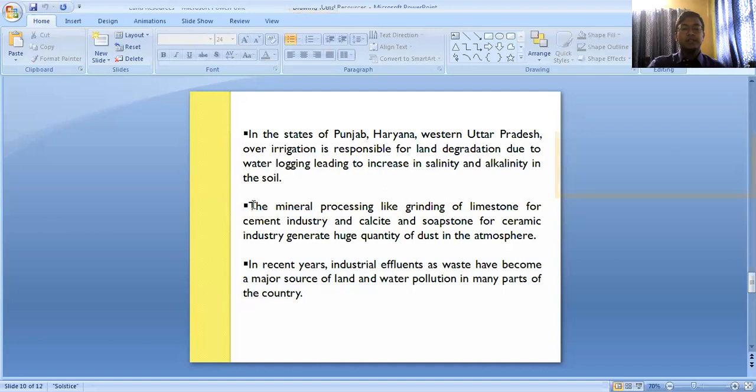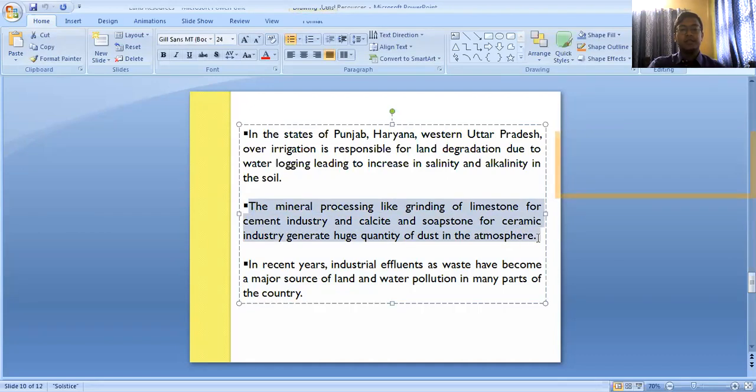Apart from this, in industries like the cement industry and the ceramic industry, the grinding of limestone takes place. Mineral processing, like grinding of limestone for the cement industry and calcite and soapstone for the ceramic industry, generates a huge quantity of dust in the atmosphere. Basically, in the cement industry, the limestone has to be ground, converted into dust or powder. During this process, a huge quantity of limestone gets exposed to the air, and later this limestone and other dust particles settle on the nearby land resources.